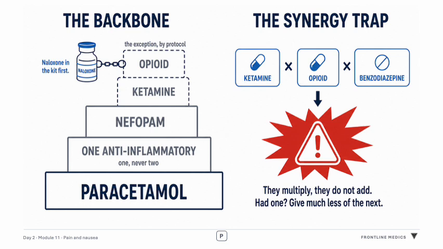Paracetamol as the base, and anti-inflammatory and nefopam stacked on top, as these do not slow breathing or usually thin the blood. Opioids and ketamine sit above, by protocol only. The trap is reaching for the strong drugs first. Again, you can always give more, you cannot take it back.